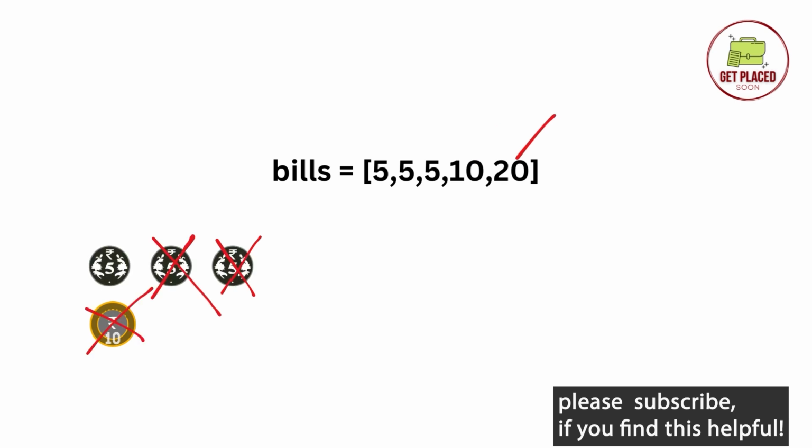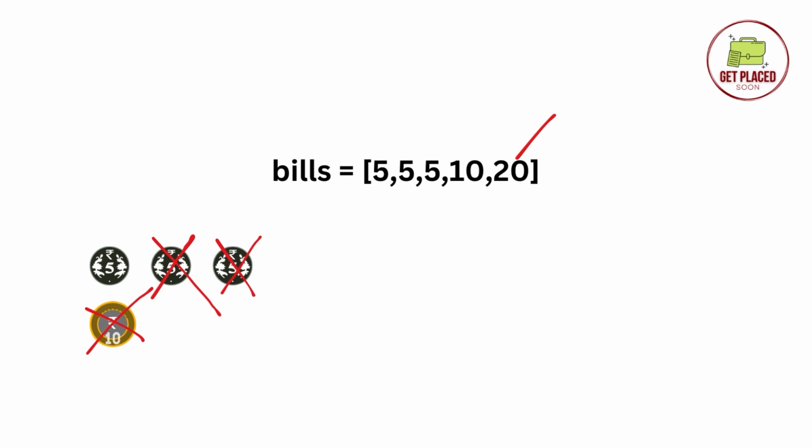Next we have a 20 bill. When you have a 20 bill, one 5 is already gone. You give one 10 rupee and one 5 rupee coin, and one 5 rupee coin is left. So you are able to give 15 rupees change, right? You are able to give change for all the bills. That's why we return true. I hope you understand the problem. Now let's see how to do this in programming.